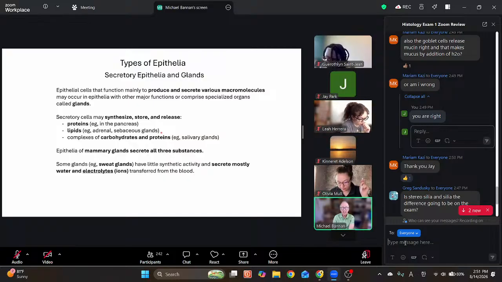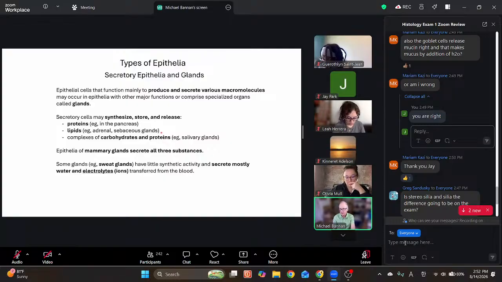Types of epithelia: secretory epithelium. So we've been talking about lining epithelia, and now we're going to talk about secretory epithelia. These are epithelial cells that function to produce and secrete various macromolecules. And here's the part that Zachary was getting at before: this may occur in epithelia with other major functions.